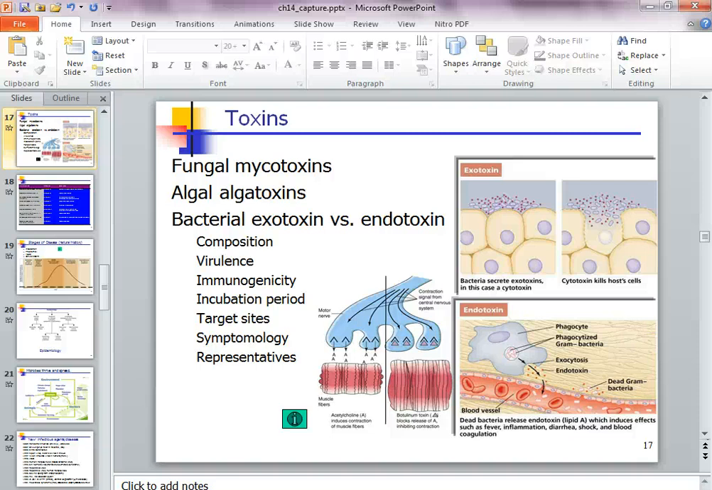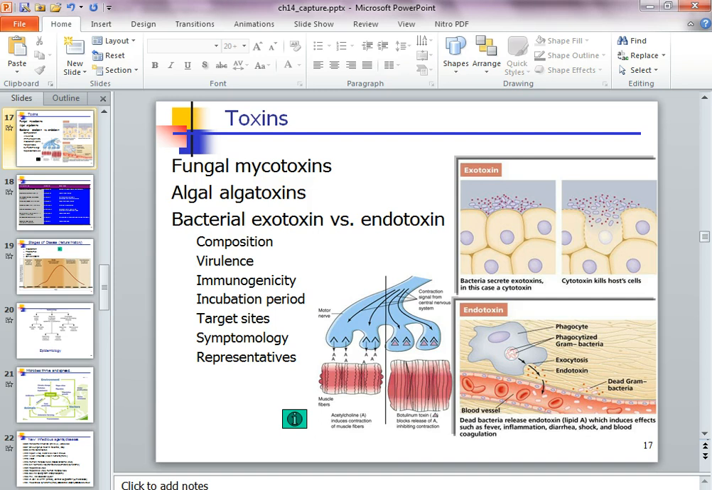We are in the second part of Chapter 14, and again, this is a kind of a diverse chapter. We're talking about tricks and gimmicks that microorganisms have, and I kind of outlined toxins for you. So let me lay out three different groups of toxins.